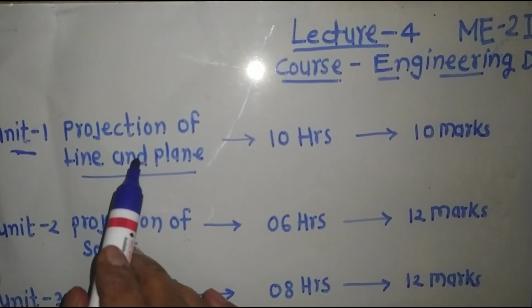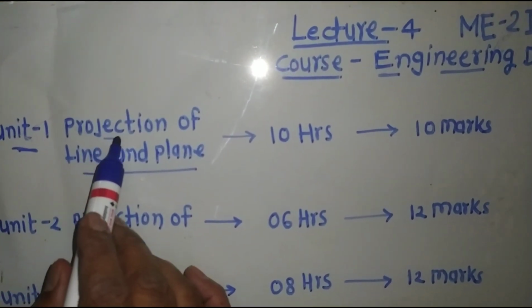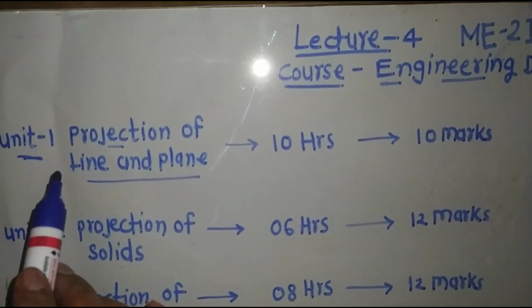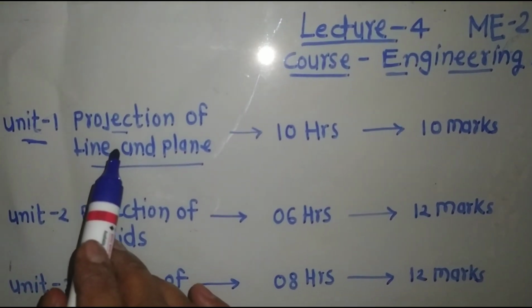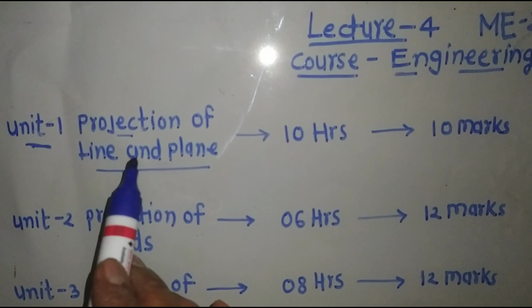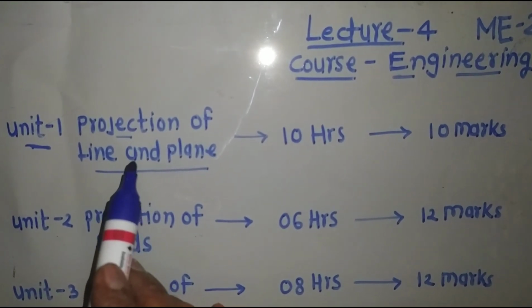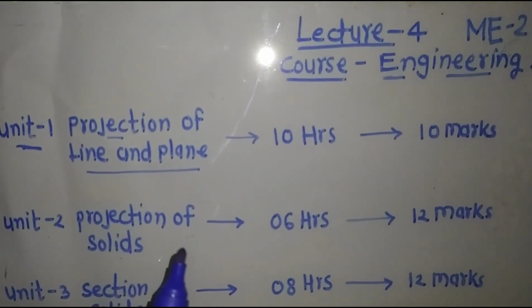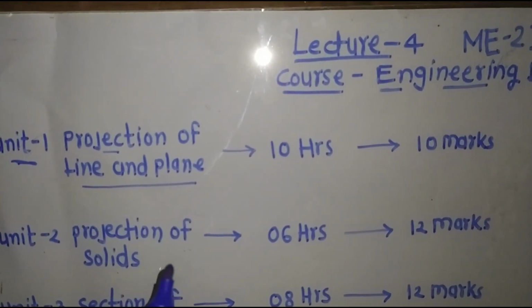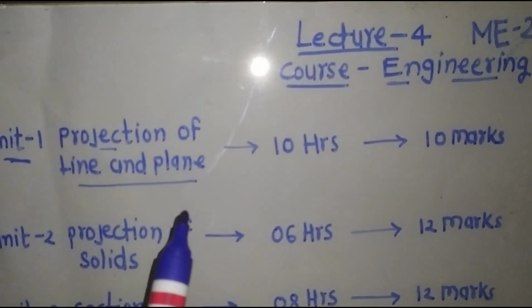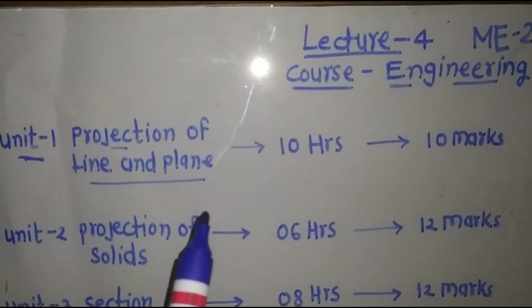Now first we should understand what we mean by projection. You have completed it in the first year. Projection means drawing the front view, top view and side view of the given object. Now any three-dimensional object is composed of points, lines and planes.